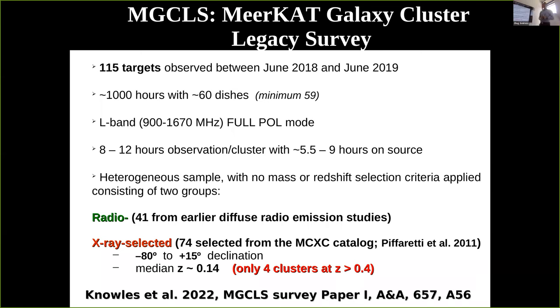It is a heterogeneous sample with no mass or redshift selection criteria, consisting of two groups. One is the radio-selected one, which has 41 groups from earlier known diffuse radio emission studies, and two, an X-ray selected one, selected from the MCXC catalog from Piffaretti et al. 2011. The declination of the X-ray selected sample spans from minus 80 to plus 15. The median redshift is around 0.14, and only four clusters are found at a redshift more than 0.4.